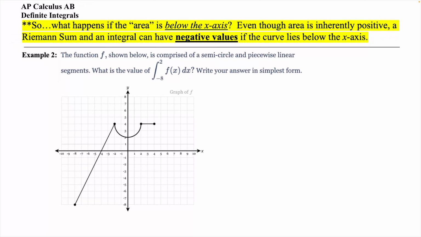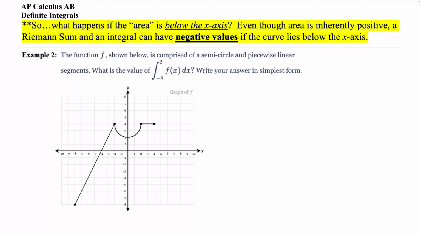So what happens if the area is below the x-axis? Even though area is inherently positive, like in real life, you can't have a negative area. But in this case, we do have negative area. Even though area is inherently positive, a Riemann sum and an integral can have negative values, because they're based off this, and this has negative values. So let's do this one here.